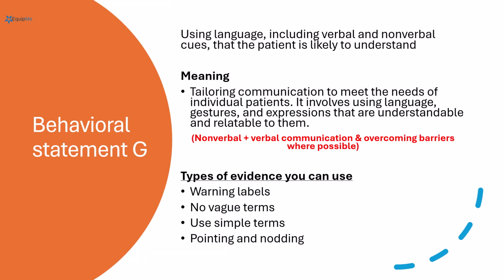Behavior statement G, using language, including verbal and nonverbal cues, that the patient is likely to understand. So what language am I going to communicate with? How do I tailor counseling to meet the patient's needs? What language am I going to use? If it's an elderly person, do they understand English? How will I ensure that they learn? Will I need to have someone to translate?